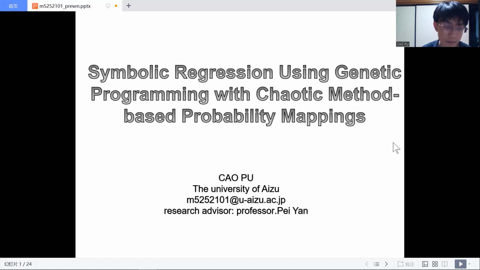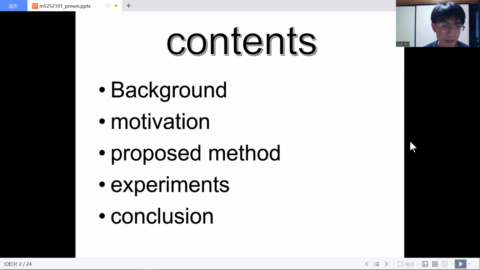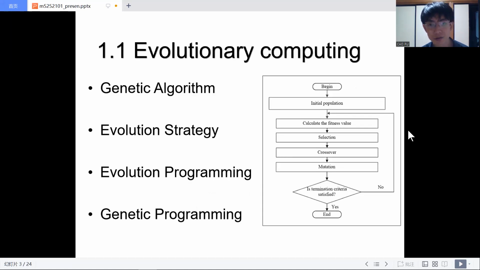Okay, so the topic of today's talk is symbolic regression using genetic programming with chaotic method-based probability mappings. Okay, so that is today's index. First, I'd like to introduce some background for this study.